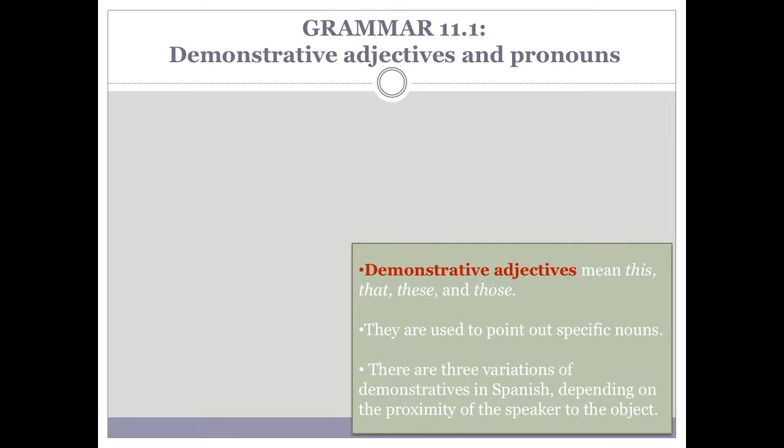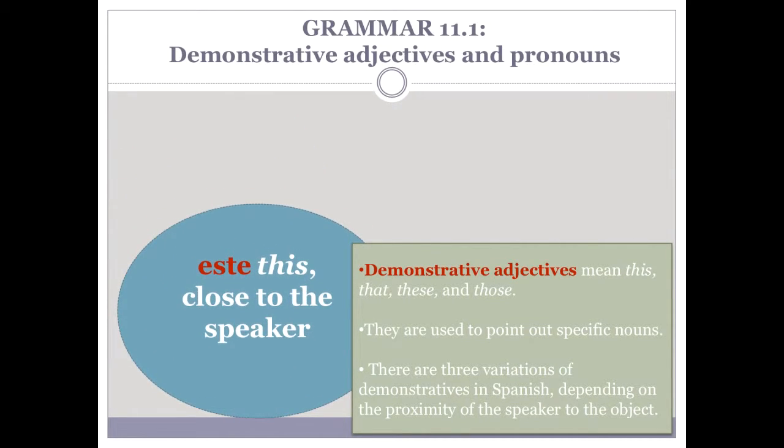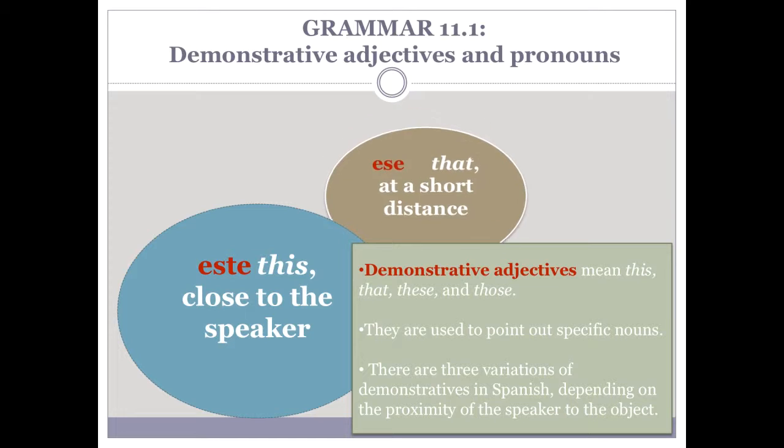There are three variations of demonstratives in Spanish, depending on the location or proximity of the speaker to the object. Let's say the object is very close to me. I would use este, which is the masculine singular of this. Este, this. It's very close to me. If it's a short distance away, I would say ese, that.